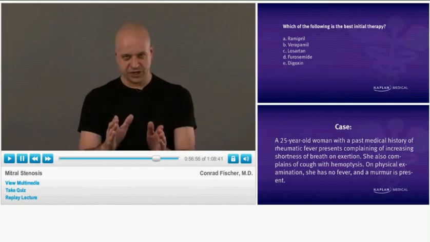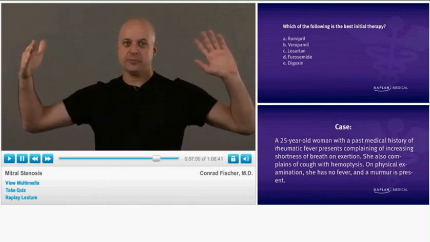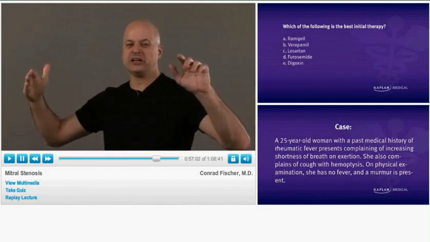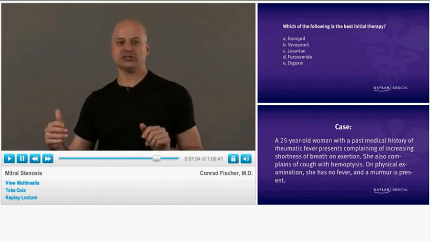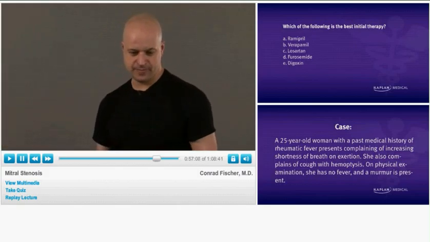Rheumatic fever gives mitral stenosis. Mitral stenosis dilates the left atrium. The dilated left atrium presses on the esophagus, causing dysphagia, and presses on the recurrent laryngeal nerve, causing hoarseness. It causes AFib, which causes a stroke.